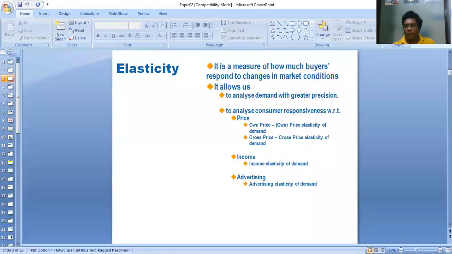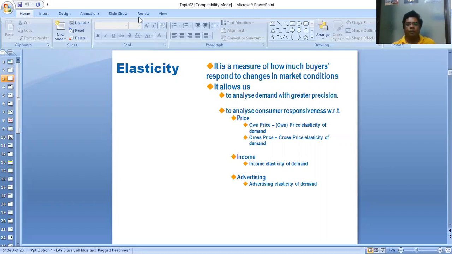I'm going to discuss elasticity, which is a very important topic in microeconomics. In this clip, I'll try to cover price elasticity of demand, or PED. Before starting with PED, let's check it out. What is elasticity? It refers to the responsiveness of one variable because of a change in another variable.